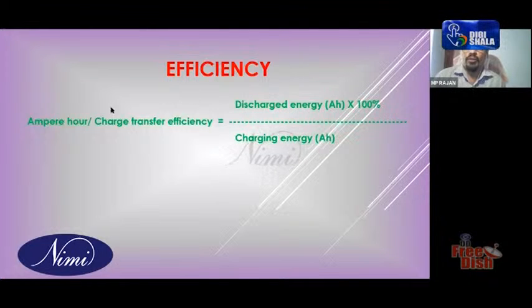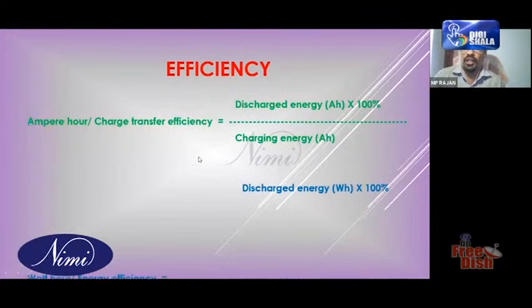So output by input, normally batteries are termed in two ways. One is called ampere hour efficiency or charge transfer efficiency. It is a ratio of discharged energy in ampere hour to the charging energy in ampere hour. At what rate and for how many hours you discharged, and for how long you had charged it. So that Ah by this Ah shows the ampere hour efficiency.